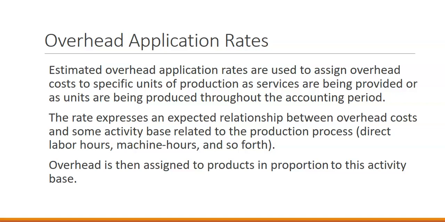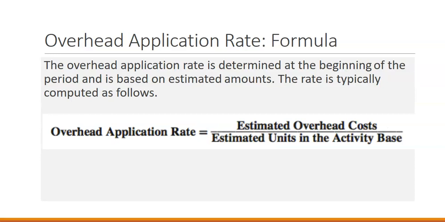We also estimate our overhead costs for the year when we make our budget. How much do we think production is going to cost? So we'll make budgets in a later chapter. So then we determine this overhead rate based on estimates. How we calculate that rate is we take our estimated total overhead cost and divide it by the estimated units in the activity base.